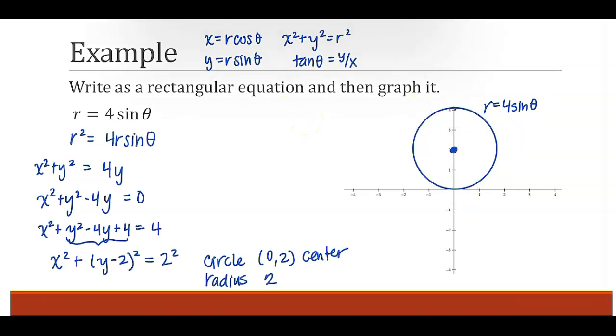So for example, just to briefly show, let's say I have r equals negative 4 sine theta. Well, because it's sine, it's going to be along the y-axis, but because it's negative, it's going to be below the x-axis. And it's still going to have that diameter of 4. So this circle down here is negative 4 sine theta. And in case you're wondering, if it happens to be, let's say, 4 cosine theta, then it's going to exist on the positive x-axis, and negative 4 cosine theta will exist on the negative x-axis with the diameter of 4.